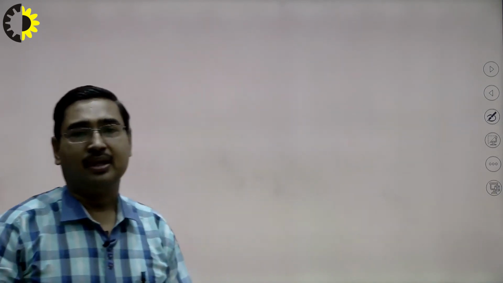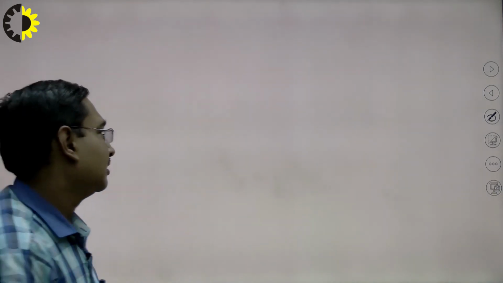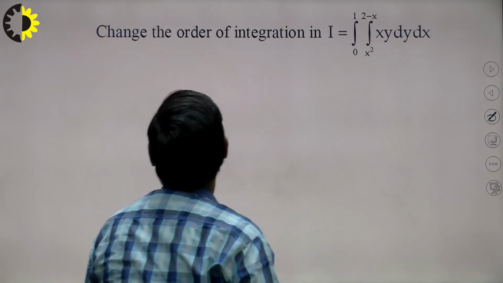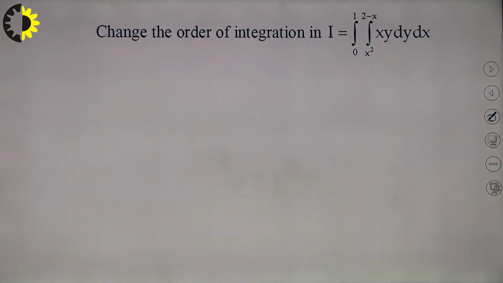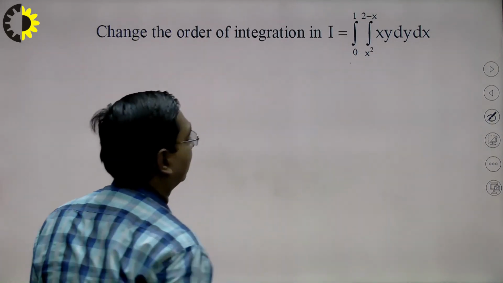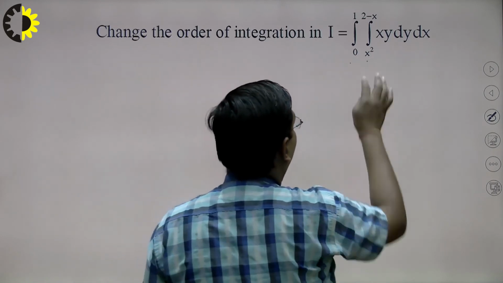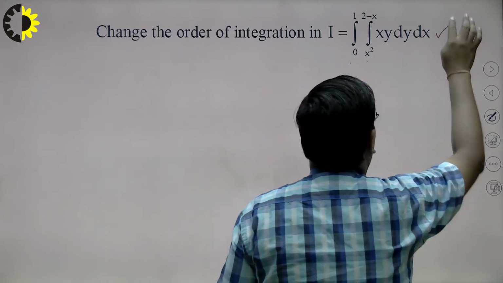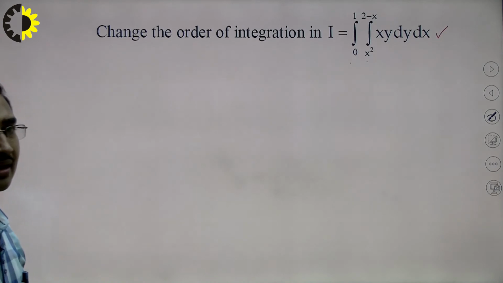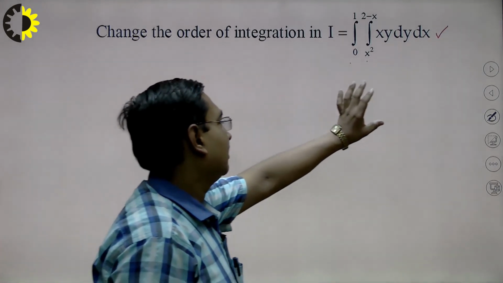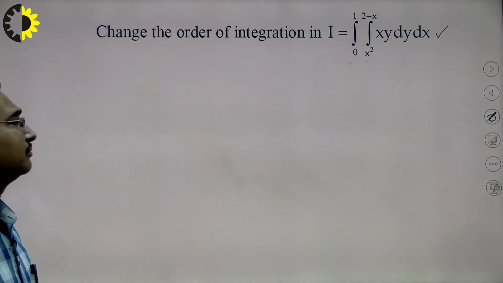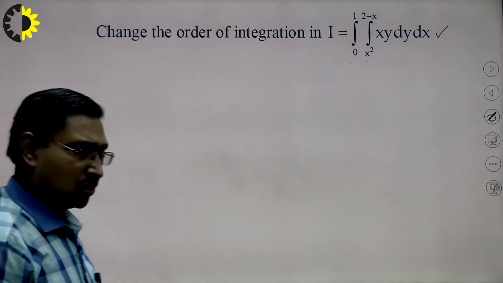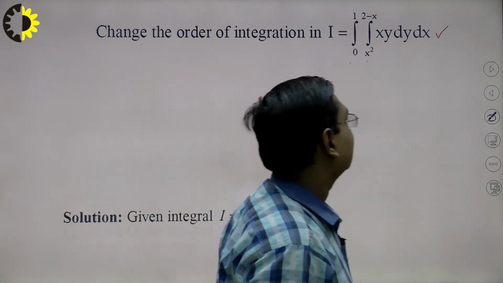In the next example, we have this problem: change the order of integration in I equals integral from 0 to 1, x square to 2 minus x, xy dy dx. This integral is given. We wish to change the order of this integration. The process we have already discussed.